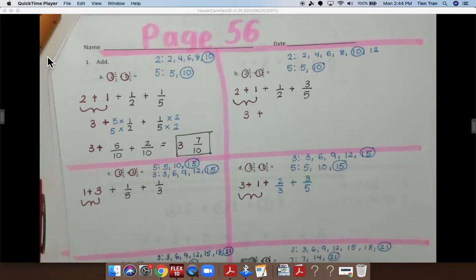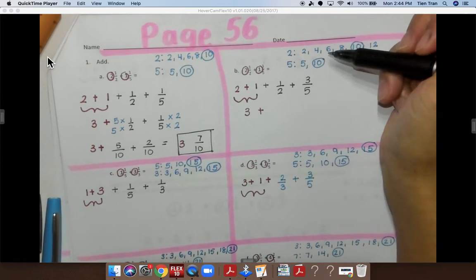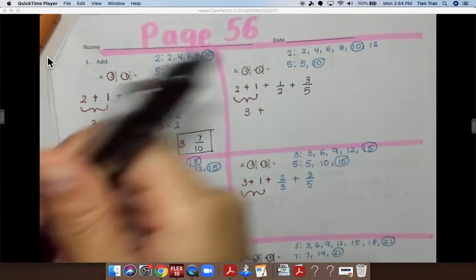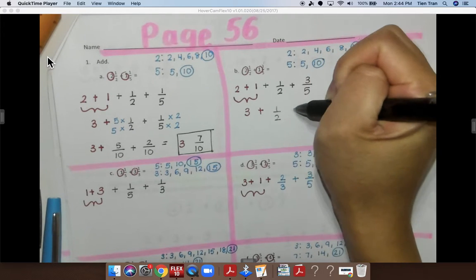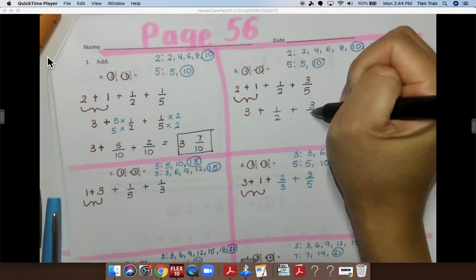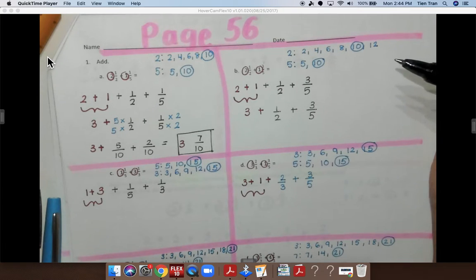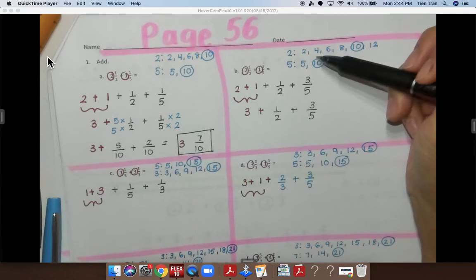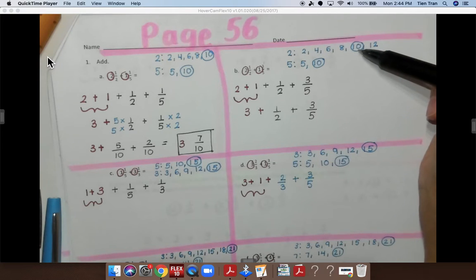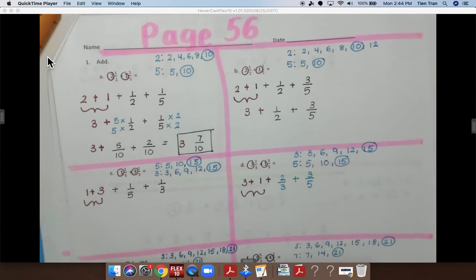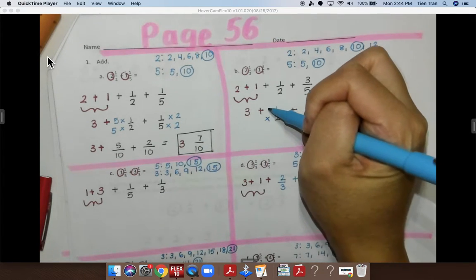When I look at 1/2 plus 3/5, I notice that I can't add them together yet because I need to find the common denominator. So in order to find the common denominator, I'm going to multiply my numbers to get it. I'm looking for my multiples of 2 and 5 to see which one is the common multiple. I have 2, 4, 6, 8, 10, and for 5 I have 5, 10. So 10 is the common denominator. So I'm going to multiply to find out what it is.